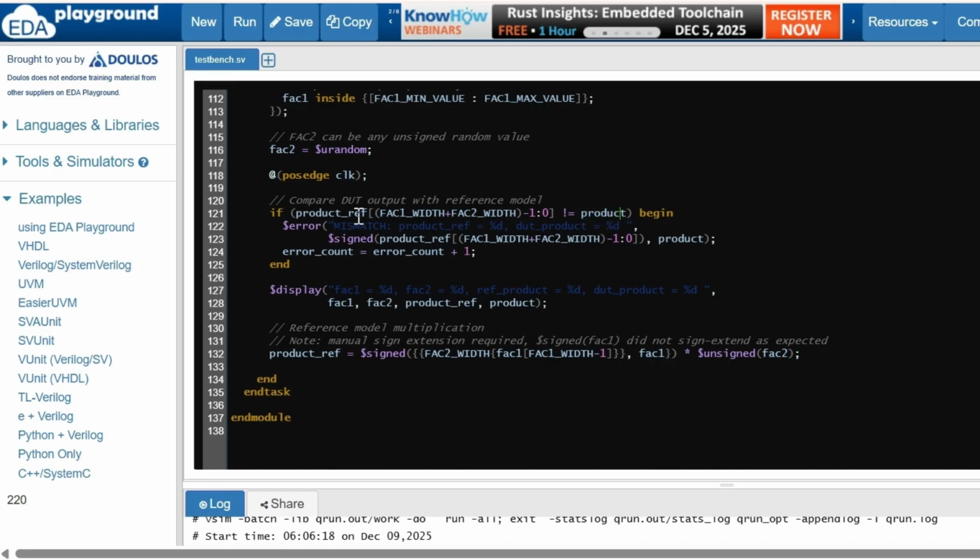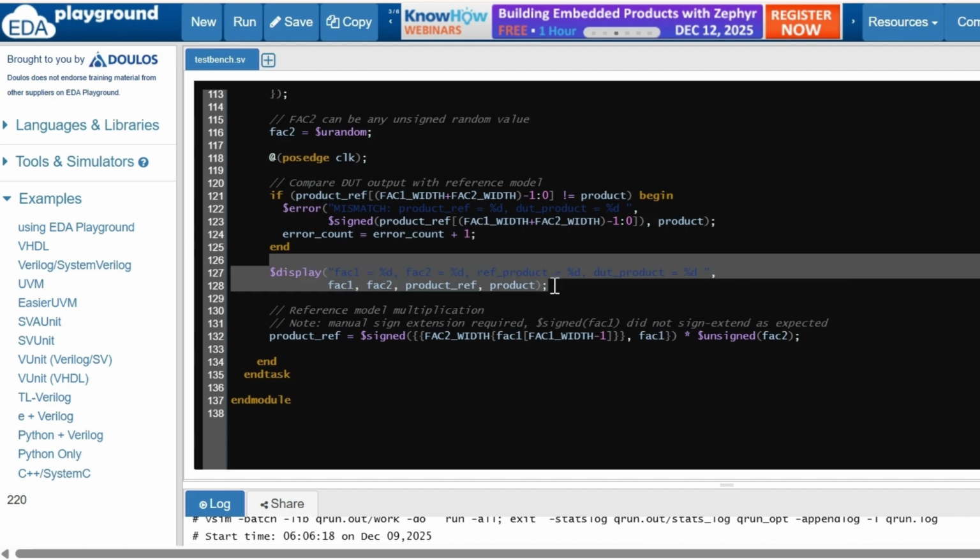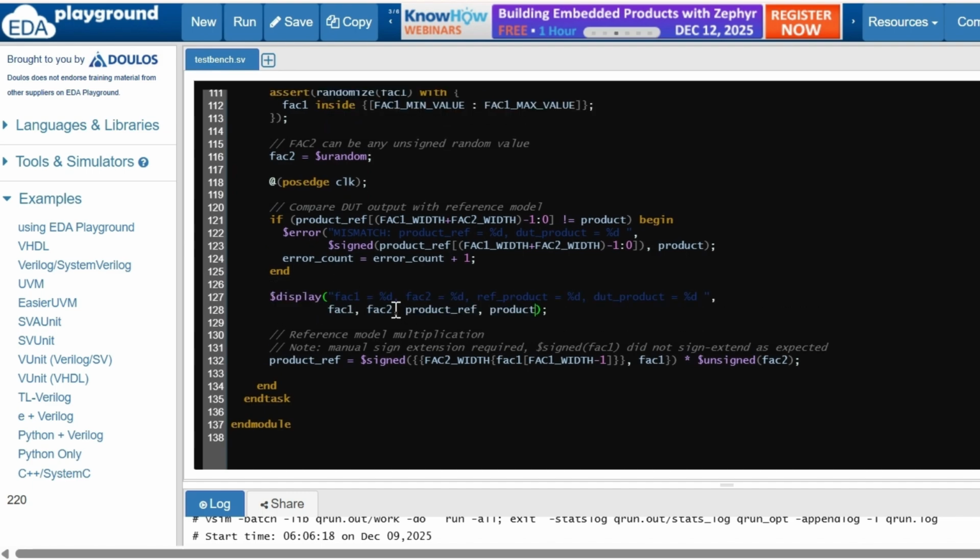If it is not equal to product ref, which we are deriving from our TB itself, if they are not matching, then definitely there is a mismatch between the DUT generated product and the TB generated product, and we increment our error count here. Here we are displaying the input values of factor 1 and factor 2, which we are driving to the DUT, and the reference and the DUT output product. And this is very important, how we are generating the reference value in the TB.